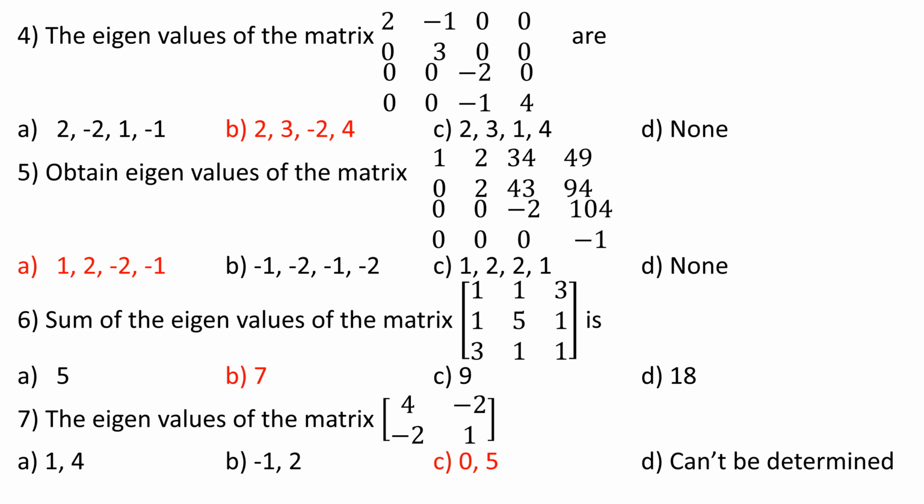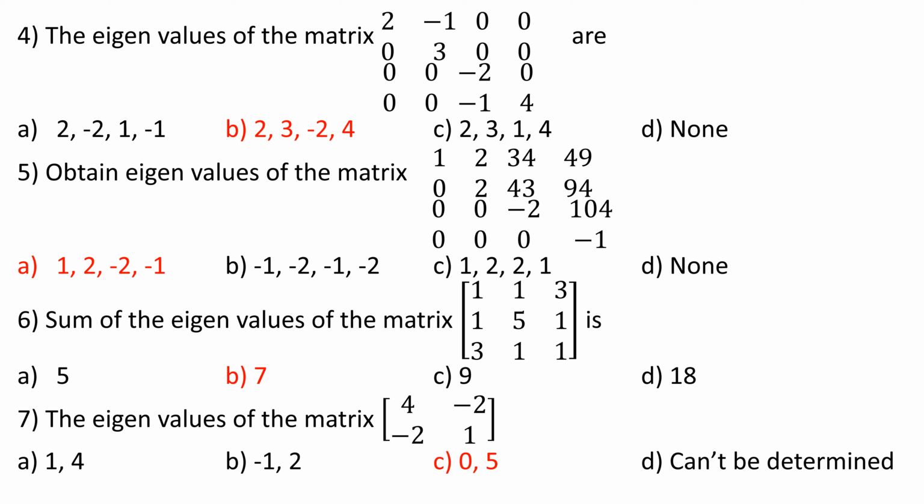Here it is given the sum of the eigenvalues, and the given 3 by 3 matrix is 1 3 1, 1 3 1, 5 1 3 1 1. Directly, the sum of the eigenvalues is nothing but the sum of the diagonal elements. So 1 plus 5 plus 1, so 7. So option B is correct. If you know the concept, in some cases you may solve the question within seconds itself.